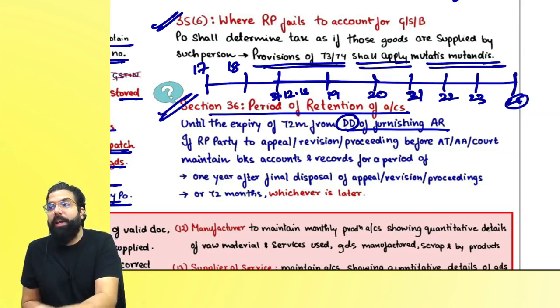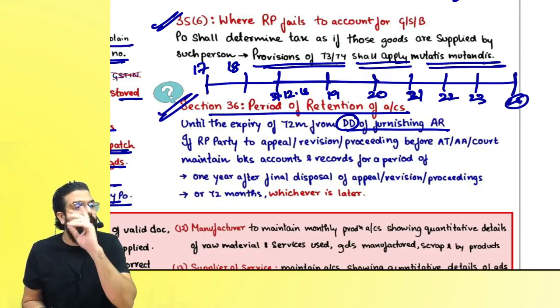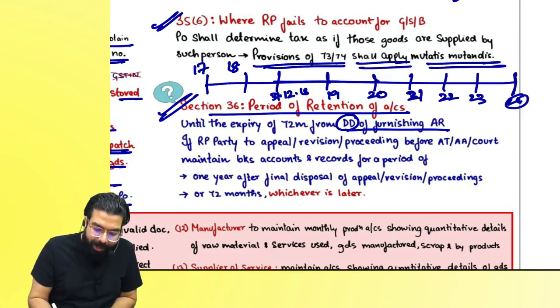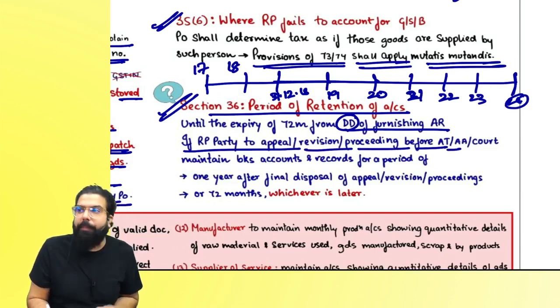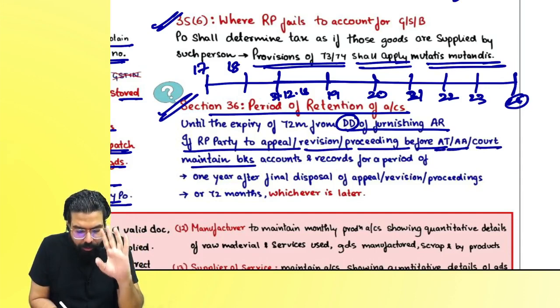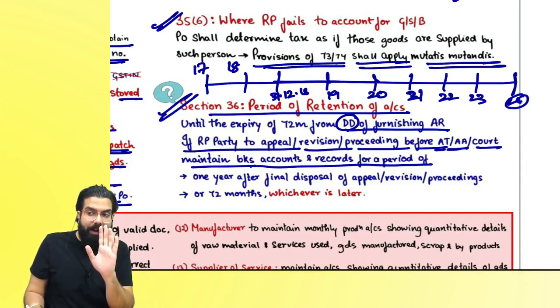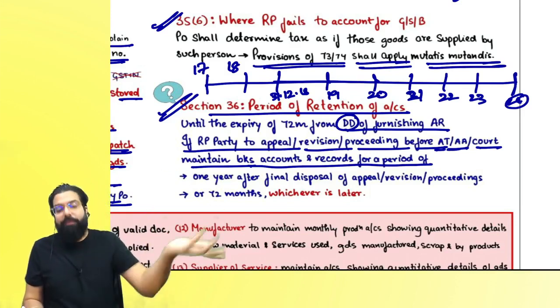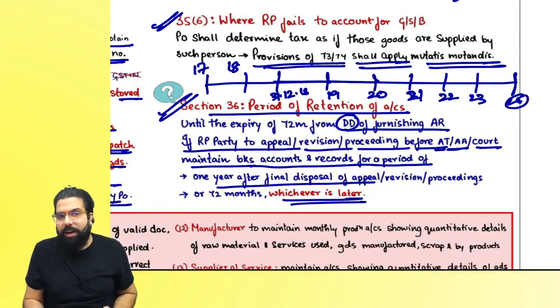Always remember one thing, if you are a party to appeal, revision, etc., in that scenario, once your appeal has been dispatched, if you are a party to appeal, revision proceeding before the appellate authority, appellate tribunal or court, then you have to maintain books of accounts for a period which is 72 months or 1 year from the final disposal of the appeal, whichever is later. Are we clear, everyone? Yes, sir.